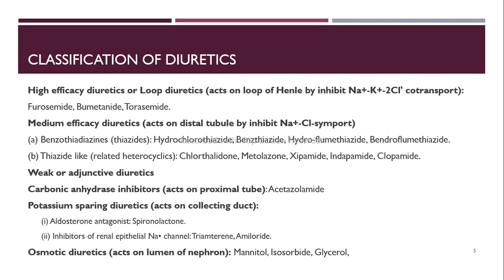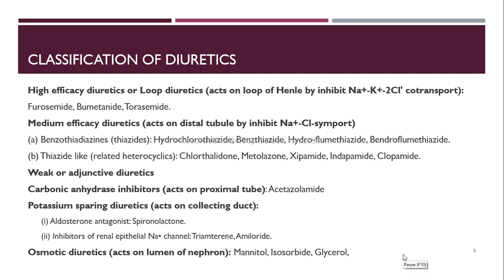Then we have potassium sparing diuretics. Okay, so these drugs act on the collecting duct, and what are its targets? There are two targets: the aldosterone antagonist, and the second one is the inhibition of the renal epithelial sodium channel. Okay, so for aldosterone antagonist, the example is spironolactone, and that of the inhibitor of renal epithelial sodium channel is triamterene and amiloride.